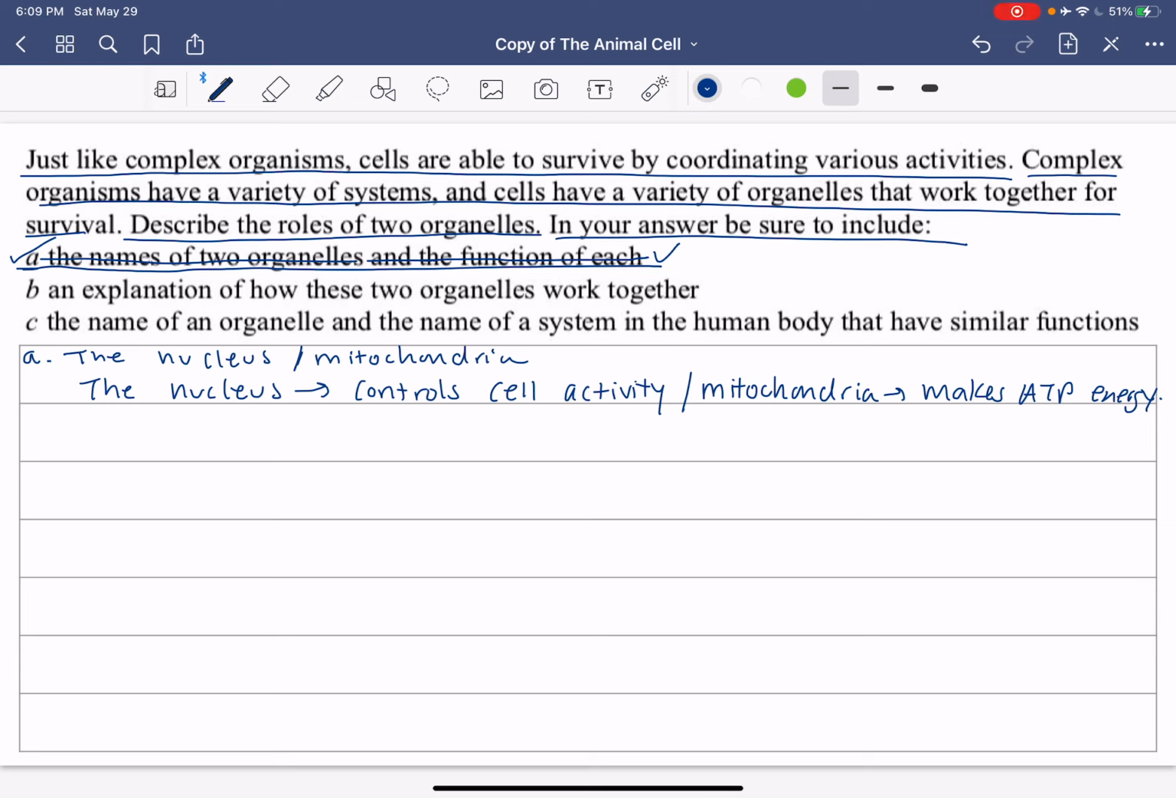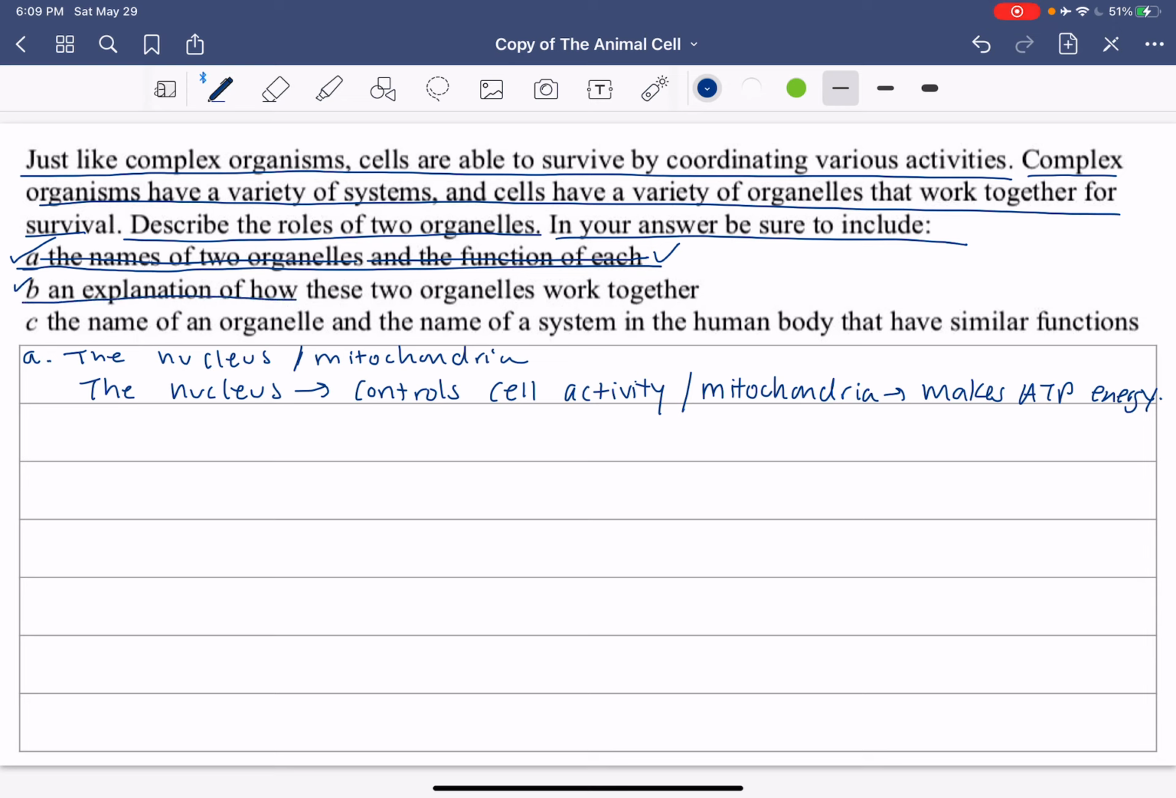But if you spell controls like con artist or some crazy different word, they're not going to really understand. And if you keep doing that, you're not going to have a good flow of a sentence. Okay. And notice how it's not really complete sentences. I'm basically just giving them what they want. Next, B. An explanation of how these two organelles work together. Easy. Now, I'm being bold here that I skipped a space because, again, you get very limited space on that test.